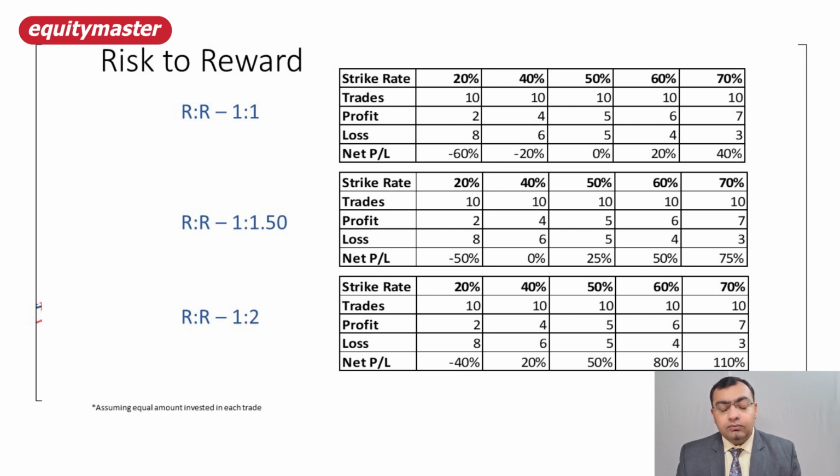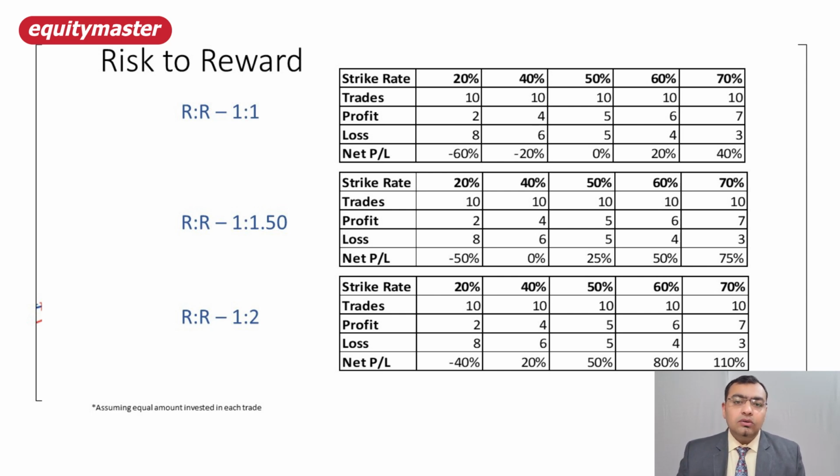So now think that you have put so much thought into your trading system, but as per the risk parameters, it is not working. Now let's look at a 70% strike rate. Your 7 trades go into profit, 3 trades go into loss, and you make 40%. So even at a higher strike rate, you have managed to get only 40%.